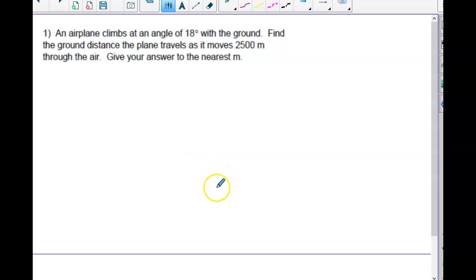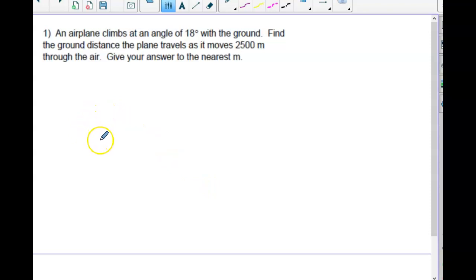So the first section on tomorrow's quiz has all your basic SOHCAHTOA stuff. I did not put an example of each kind on here. I just put a couple application problems so we could practice those. I'd feel really good if there weren't phones out.